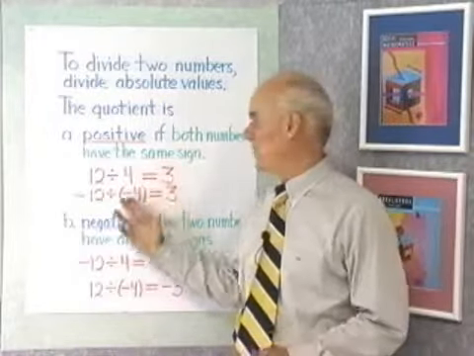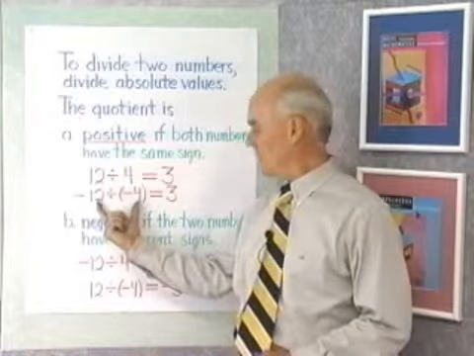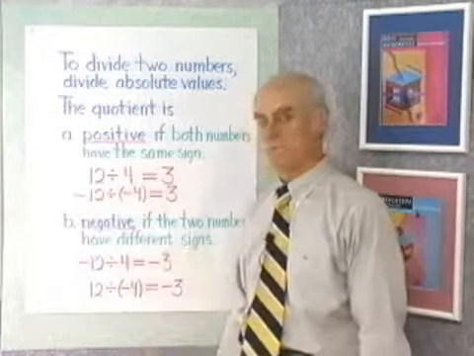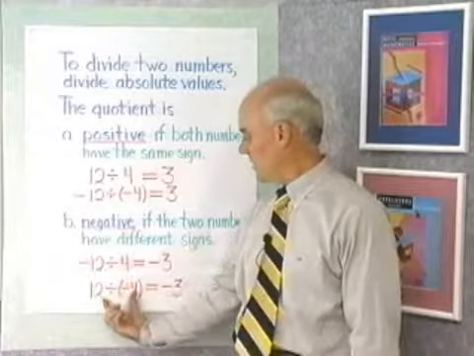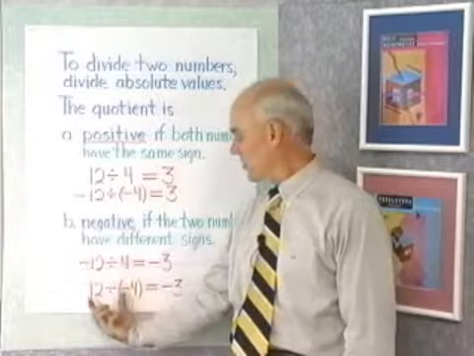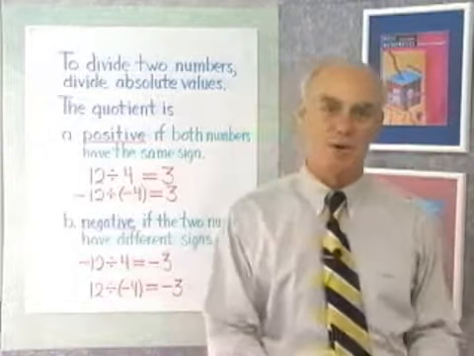We already knew that. Negative 12 divided by negative 4 is also 3 because we simply divide absolute values, and if the two numbers have the same sign, the answer is positive. Down here, same thing. We divide absolute values. In both cases, we get 3s. Since the two numbers had different signs, the answer is negative. Let's go to the board now and work a couple of problems.